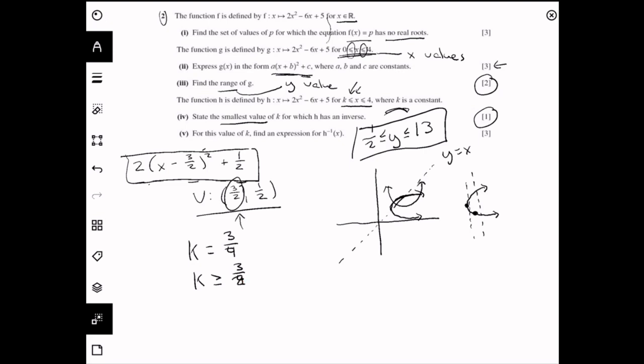Oh, 3/2. I don't know why I wrote fourths. Yeah. K is greater than or equal to 3/2. I'm not doing good at inequality today, but yes, that is going to be our final answer. And next part says, for this value of k, find an expression for the h inverse of x.